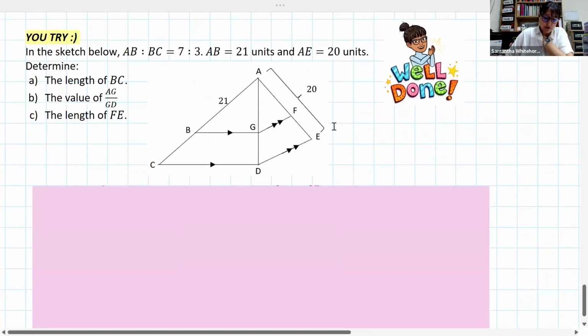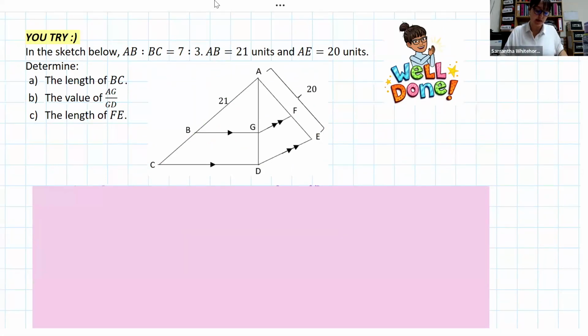Right, so I want you to try this one. There's 3 parts to this question though. There's the length of BC, the value of AG over GD, so what is the proportion, the ratio, and then the length of FE. Right, have a try, have a go.